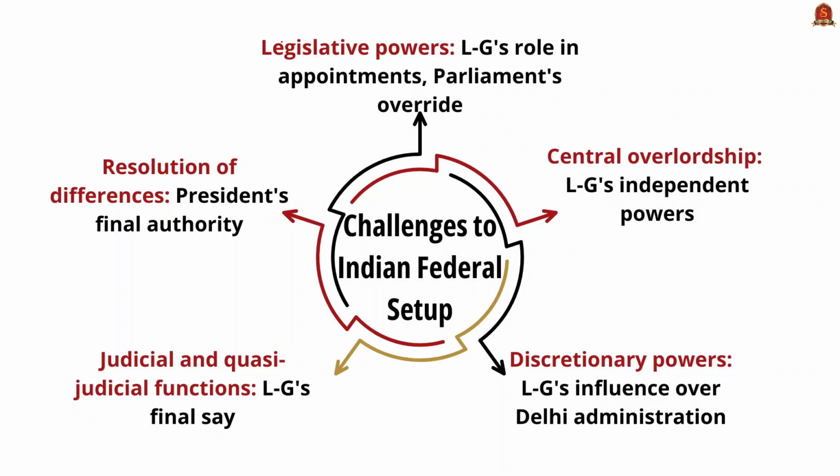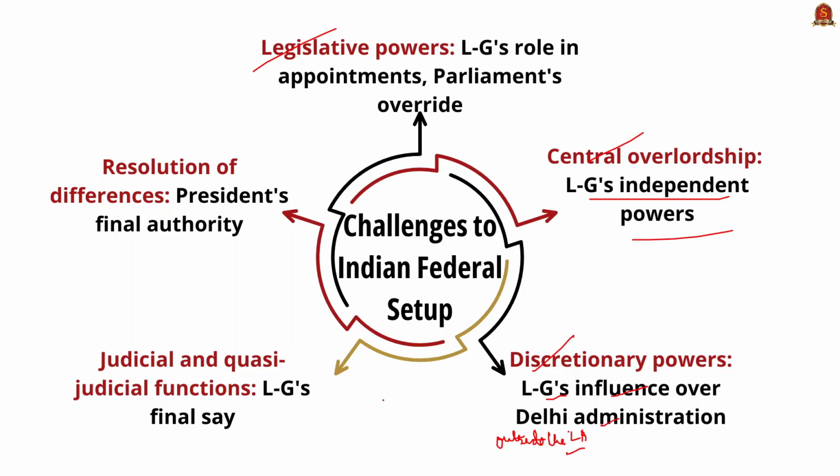There is central overlordship. The LG of Delhi, appointed by the President, exercises significant powers independently of the elected Delhi government. This central control undermines the autonomy typically granted to state governments, challenging the federal principle where states have a degree of self governance. Next, when it comes to discretionary powers, the LG's authority to act independently on matters outside the legislative assembly's jurisdiction or as mandated by law gives the center considerable influence over Delhi's administration.